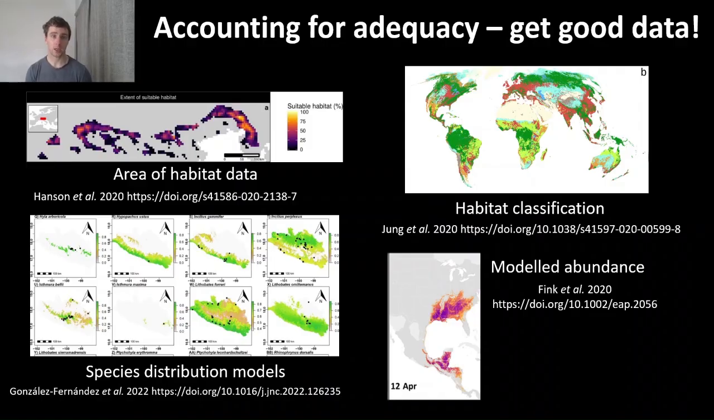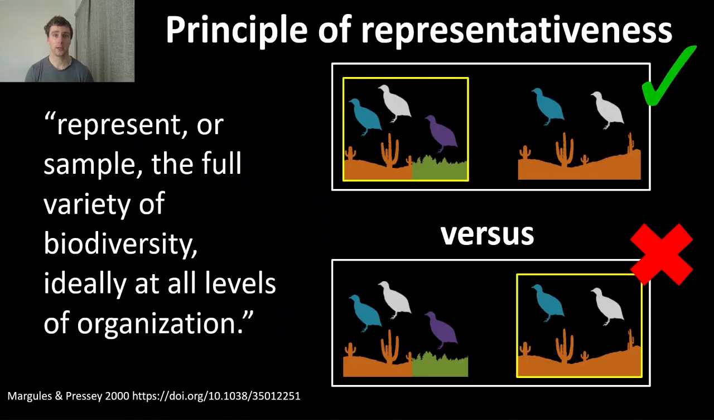protection. So examples of data that you could use for species include area of habitat data or species distribution models or models of species abundance. For habitat types, you can use things like habitat classification systems, and these are readily available across the world, usually.